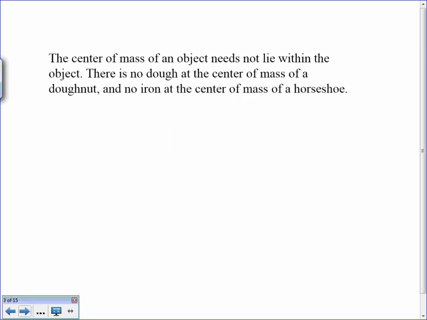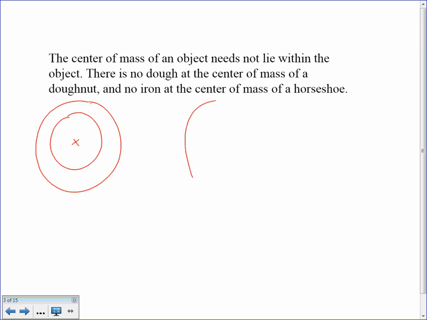Now, an important thing to note is the center of mass is not always within the object. If you have a donut, the center of mass of the donut would be at the center where there isn't anything. Or if you have a horseshoe, the center of mass of the horseshoe, there's nothing physically located there. But those would be the coordinates of the center of mass.